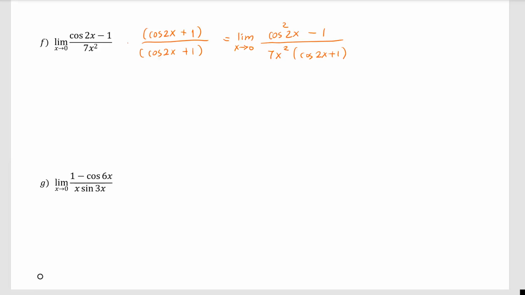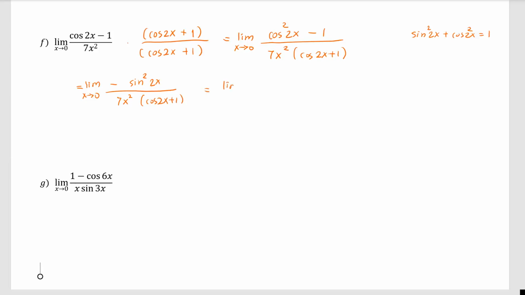Okay, what's cosine squared minus 1 again? Well, we always remember, no matter what the angle is, sine squared plus cosine squared is 1. So cosine squared minus 1 is negative sine squared. So this is negative sine squared, but the angle is 2x, over 7x squared, and then cosine 2x plus 1.